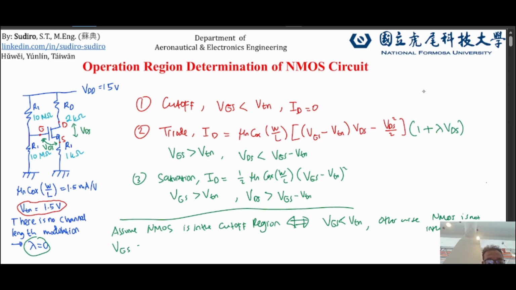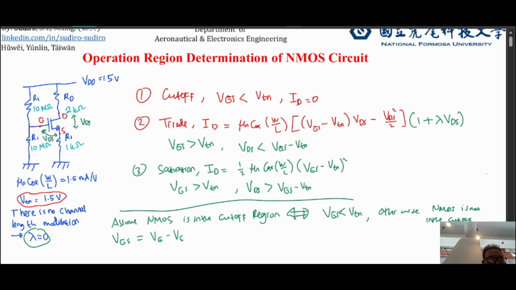VGS is equal to VG minus VS. Before we calculate this, I want to remind you that in the NMOS, there is no current flowing through the gate. So we can simply write Ig is equal to 0. And here is Is, which is the source current flowing through the source. And this is Id, the drain current flowing through the drain, which is equal. So Is can be written as Id, like this one.